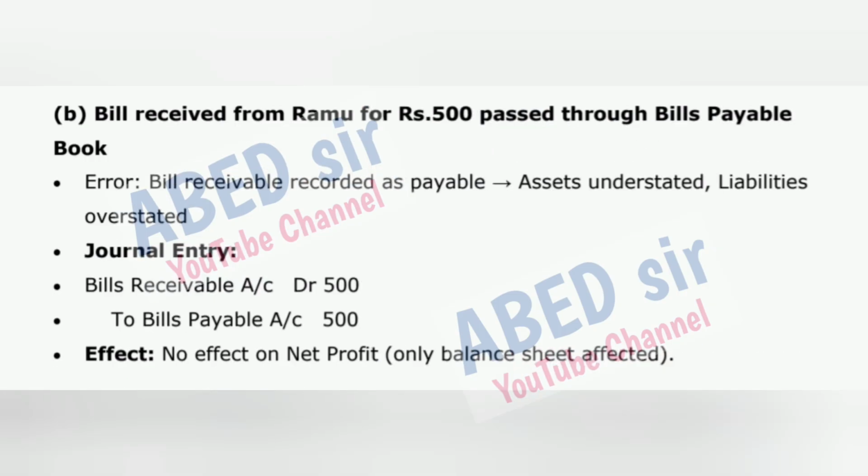B. Bill received from Ramu for 500 rupees passed through bills payable book. Error: bill receivable recorded as payable, assets understated, liabilities overstated. Journal entry: Bills receivable A/c Dr 500, to Bills payable A/c 500. Effect: no effect on net profit, only balance sheet affected.